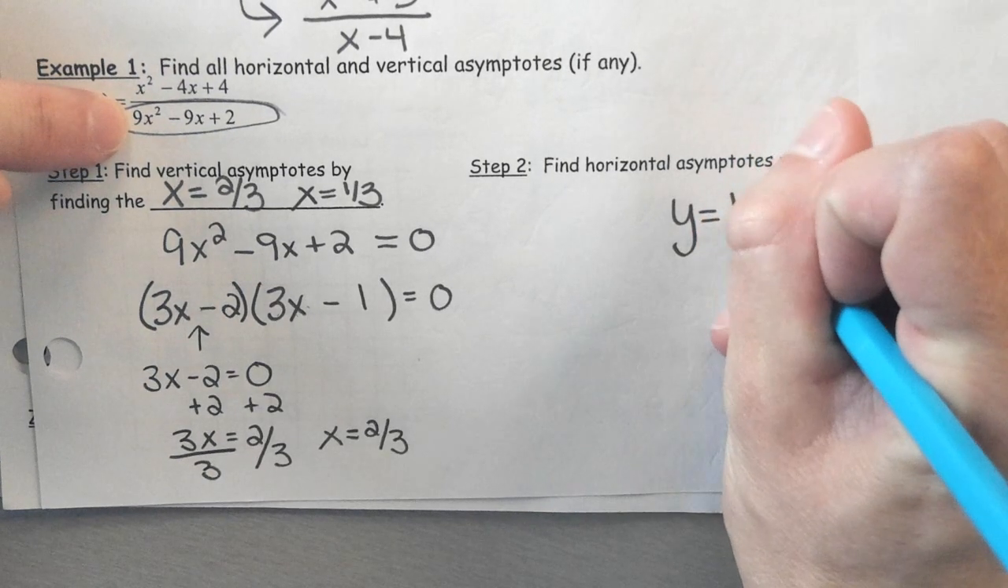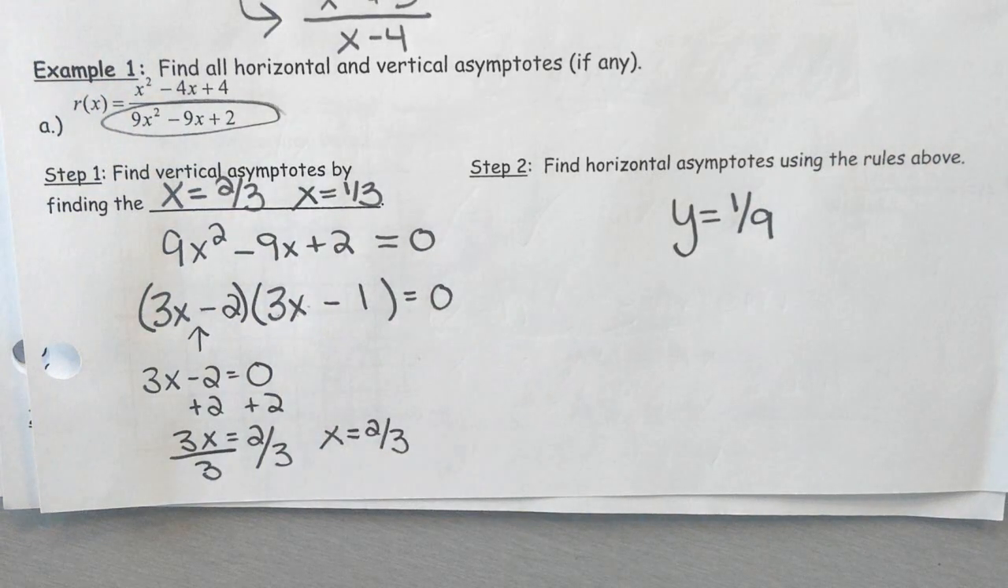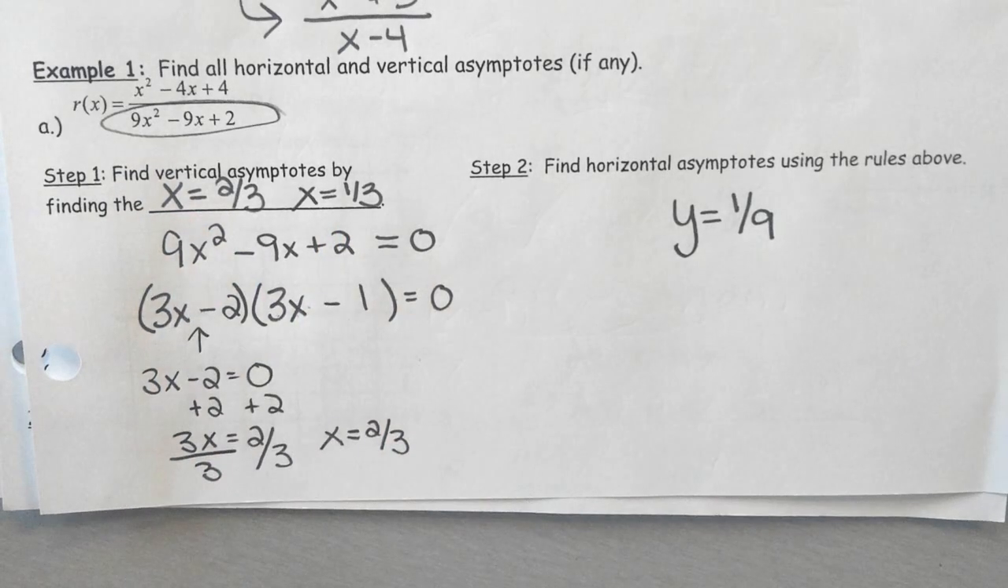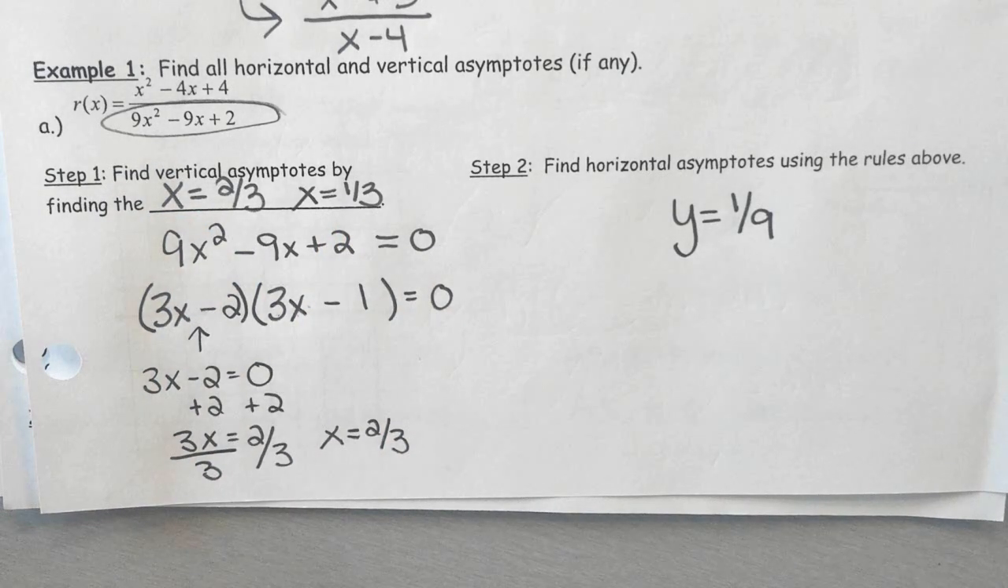So y equals 1/9. So if I went to graph this equation, I should see that I have asymptotes at 2/3 and also at 1/3, and then I should see that I have an asymptote at 1/9. It may or may not touch or cross that, but it definitely won't touch or cross these. So you could graph them and kind of double check.